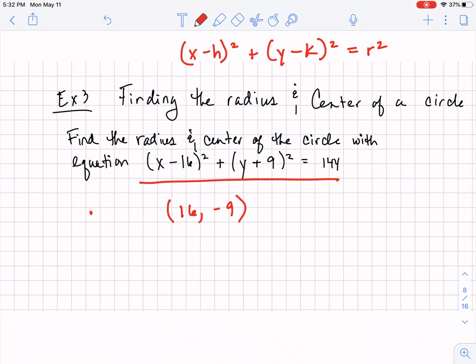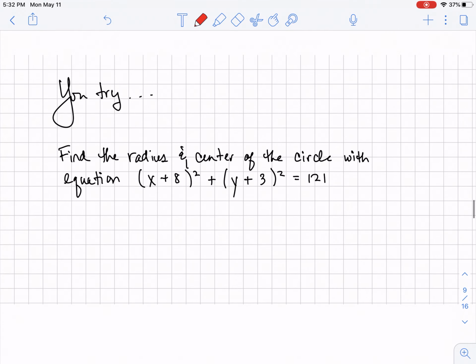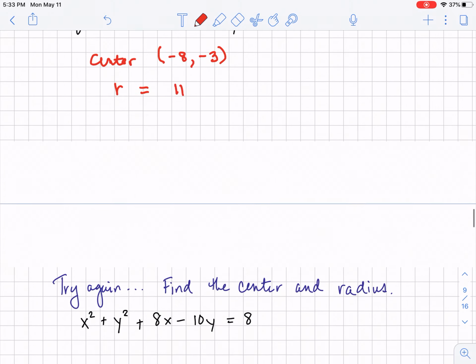So this is my center, okay? Because it's y would be y minus -9. And what is my radius? Well, my radius would be the square root of 144, which is 12. Okay? You try. All right, pause the video and give it a shot. All right, coming back. My center should be (-8, -3), and my radius would be the square root of 121, which is 11. Okay, hopefully you got that.